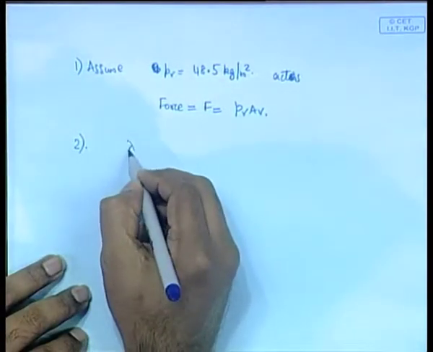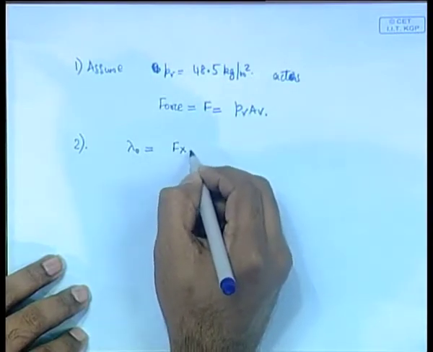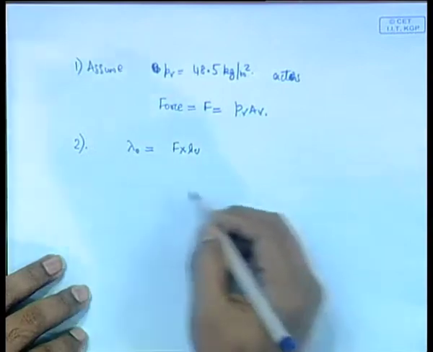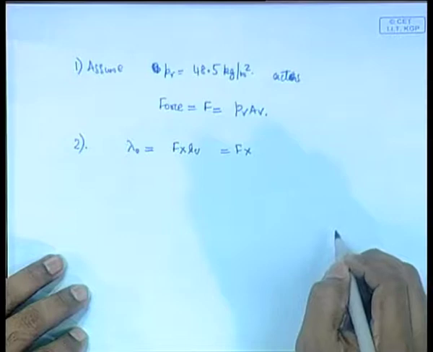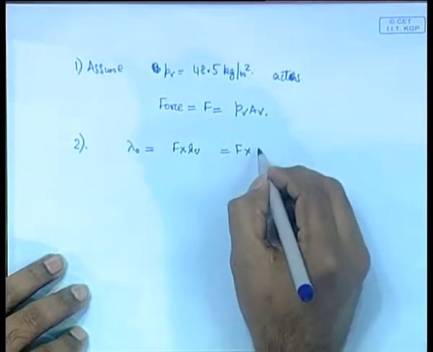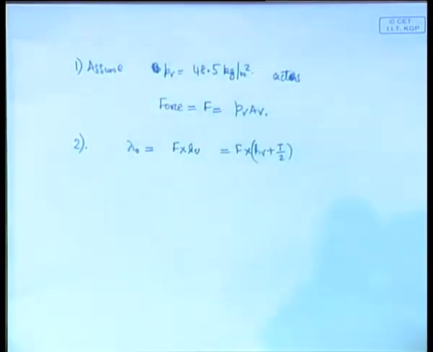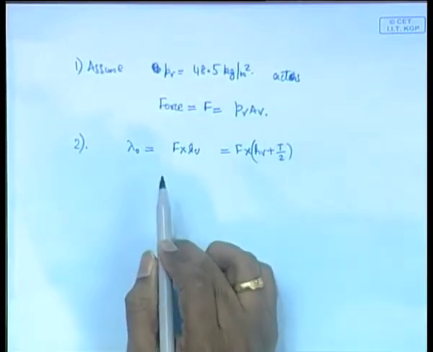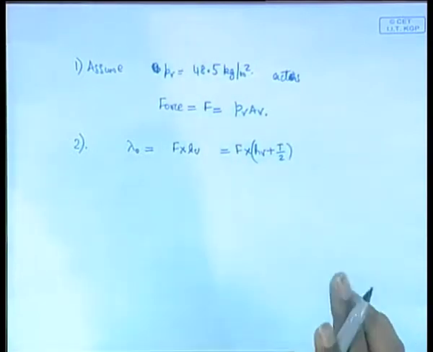Then we define a lambda 0 as F into L, where L is your LV, as in the previous definition. This LV is HV plus T by 2. Is it clear what that HV plus T by 2 is? Lambda 0 represents the moment due to the wind, which is force into the distance between the two forces.